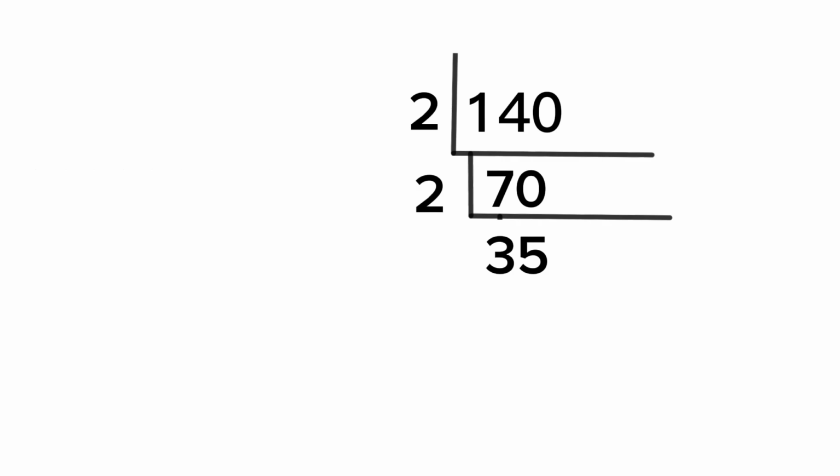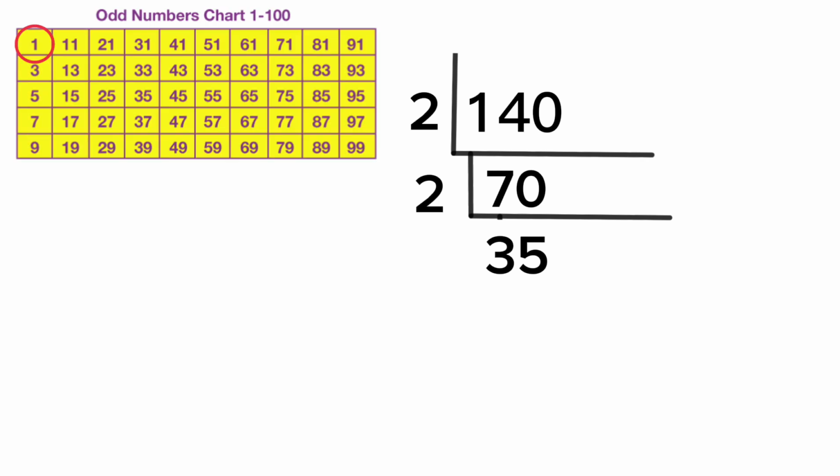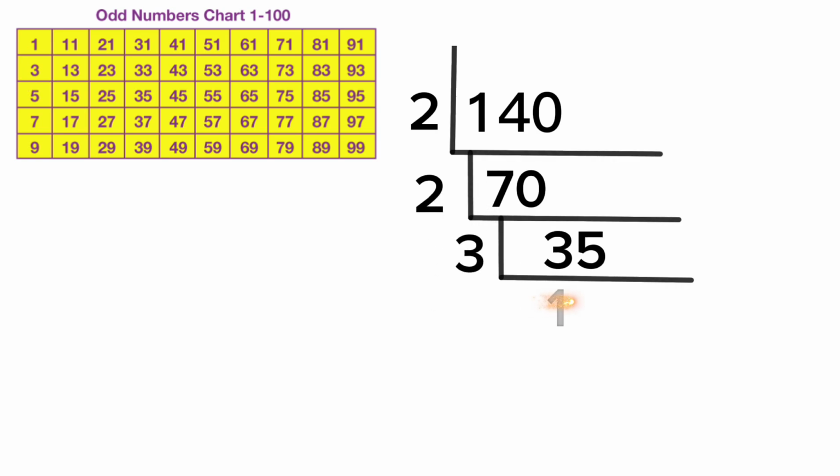Do you know the first odd number? Okay, 1 is the first odd number. But 1 will not work, so try with 3. Because 3 is the second odd number. 3 ones are 3, and 5. This 5 will not be divisible by 3. Therefore, try with the next odd number, which is 5. Okay, 5 sevens are 35. And we cannot divide 7 by any number, because 7 is a prime number.